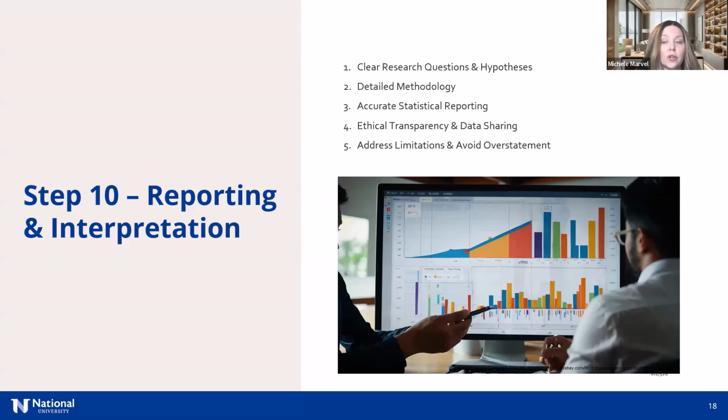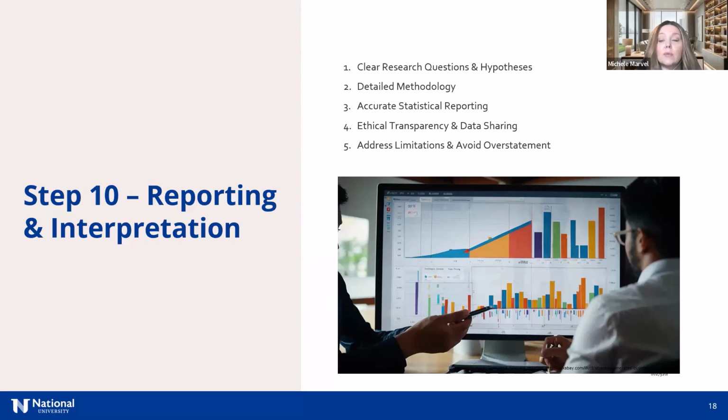And you need to report all of the results, not just the ones that support your hypotheses, because non-significant findings are still meaningful. They help to reduce publication bias and to give you a more complete picture of the evidence. Report any ethical considerations and any issues with data transparency, and make sure that you share your de-identified data when possible. Address limitations and ensure objectivity. Be upfront about your study's limitations and avoid overstating your findings.